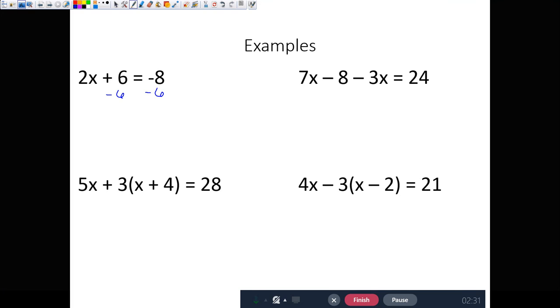Okay? Which will leave me with 2x equals, what's negative 8 minus 6? Okay? Then I'm going to divide to get the variable by itself. Okay? So x equals, what's negative 14 divided by 2? Negative 7.